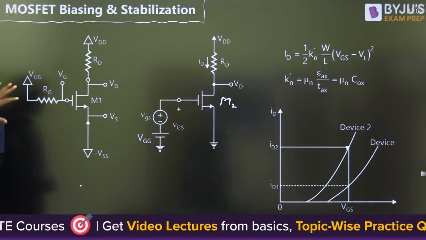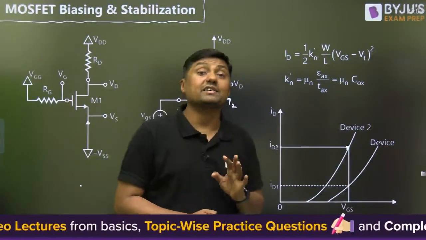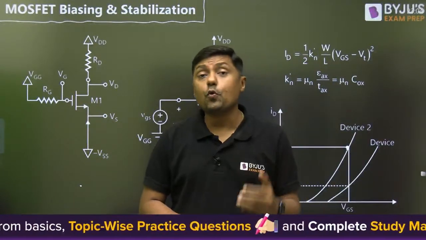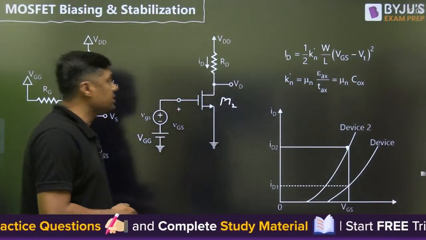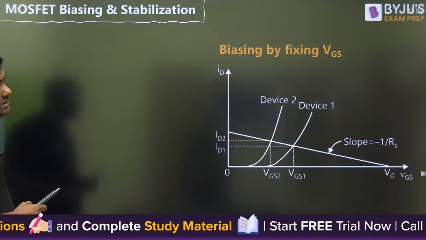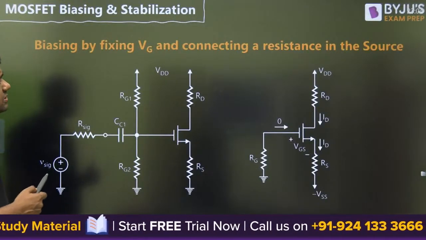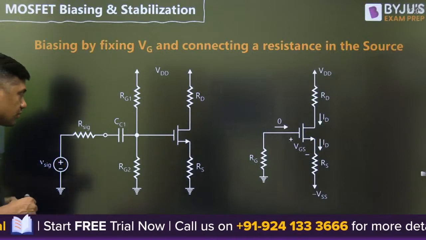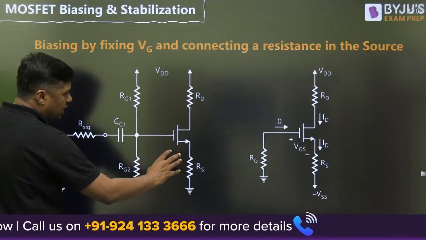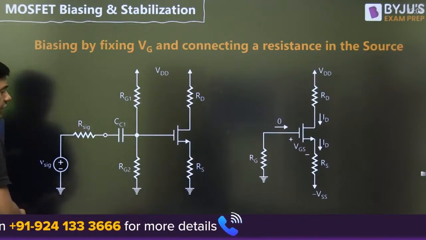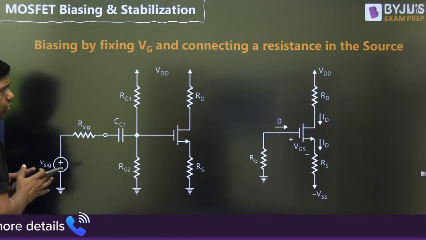Okay. Now, to remove this problem, what are we connecting? RS. We are connecting RS to provide negative feedback, and we are applying the RS for the stabilization of the circuit, guys. So biasing by fixing the VGS is the first case, and then biasing by fixing the VG and connecting a resistance in the source. Watch this. Here we are connecting the RS. Then what is the role of the RS here? This RS will provide a negative feedback here.